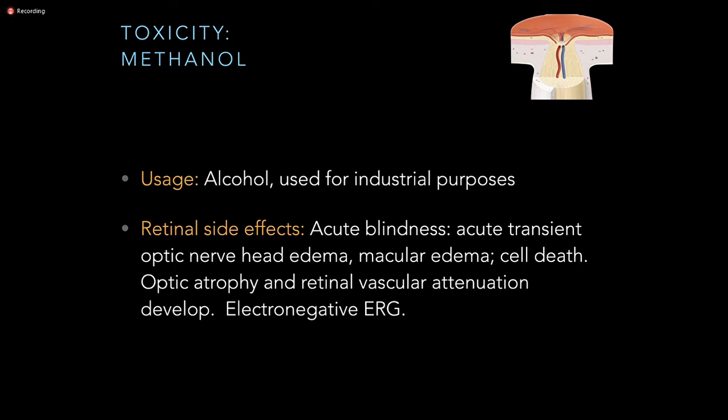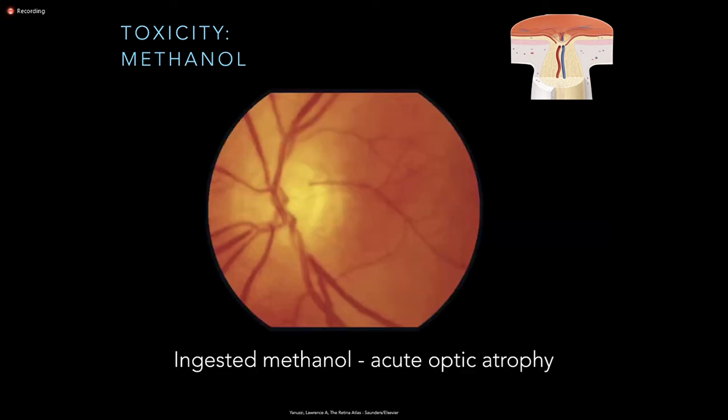Methanol is an alcohol. Often it can be used for certain industrial purposes. Patients can ingest this, of course, and effects can include acute blindness. These patients have an acute transient optic nerve head edema, macular edema, and cell death. Often they'll develop optic atrophy and retinal vascular attenuation, and they may often have an electronegative ERG. This is a slide of a patient who had ingested methanol, showing the acute optic atrophy that can result.